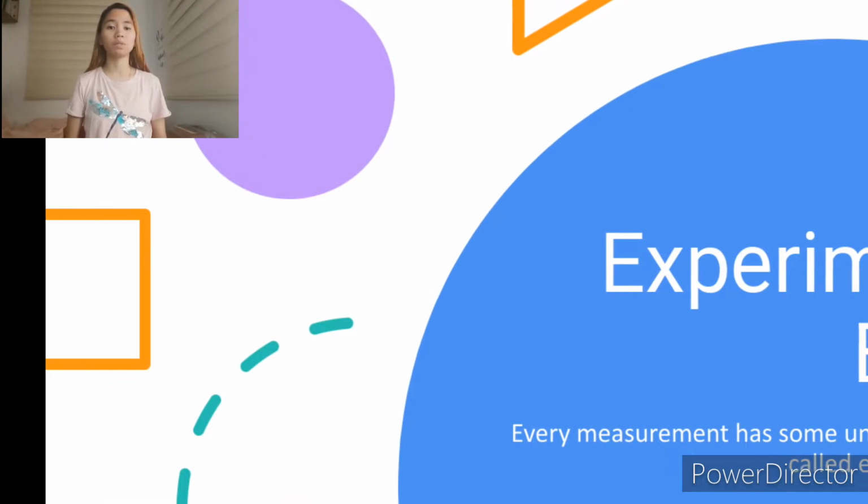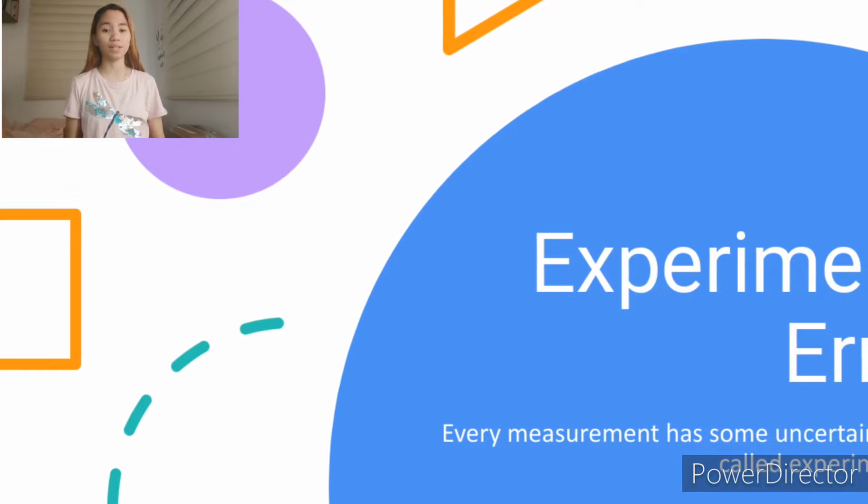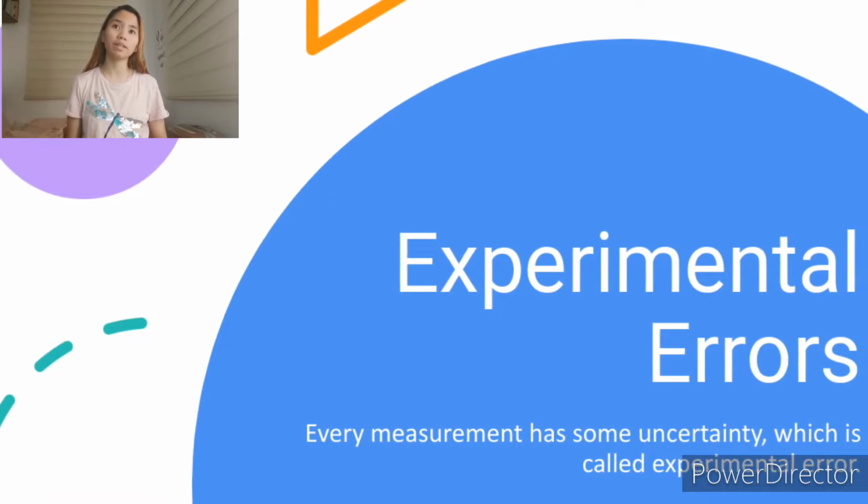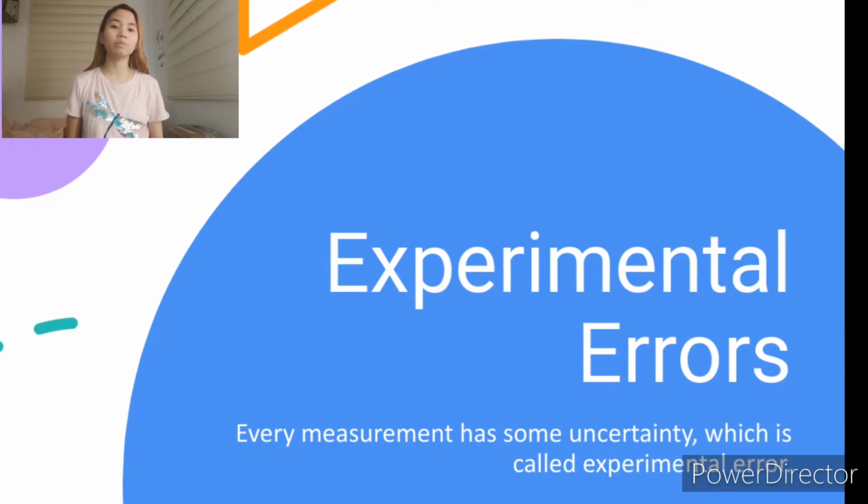Every measurement has some uncertainty, which is called experimental error. Another definition of it is the difference between a measurement and a true value, or between two measured values.